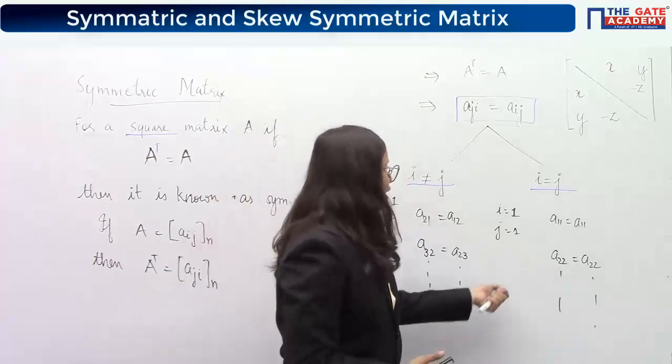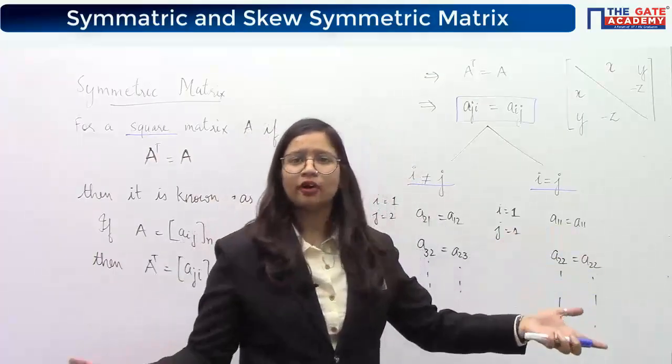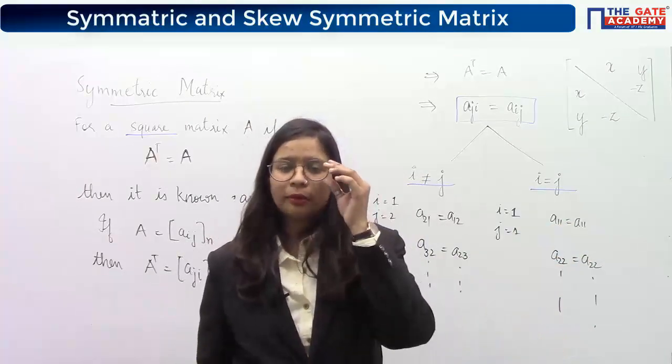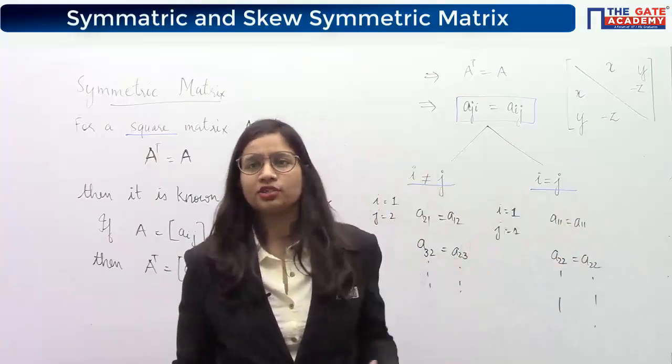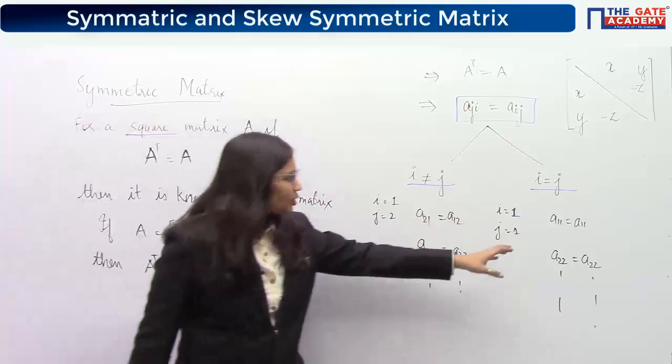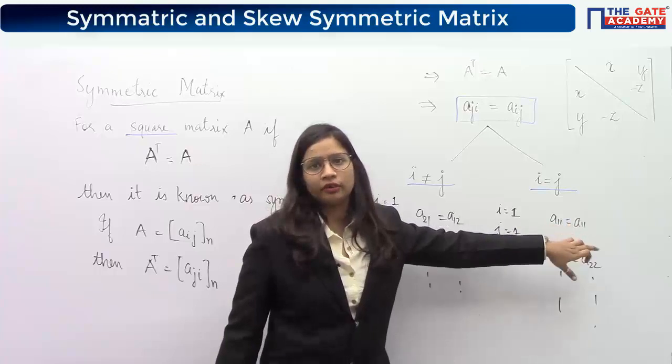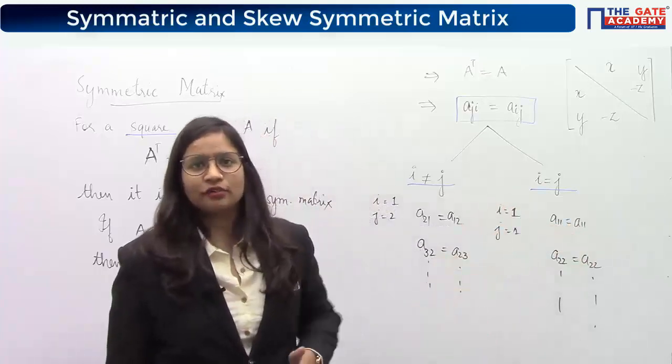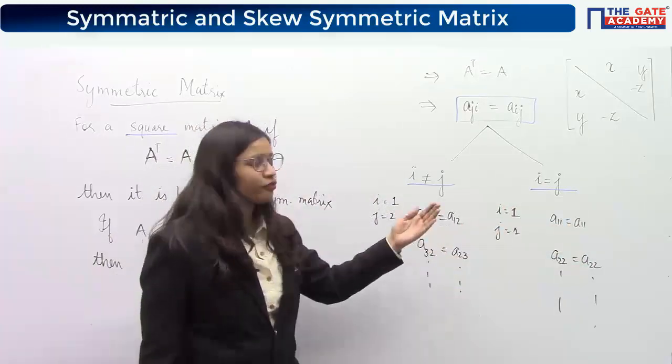Similar thing is here. A11 equal to A11. It is followed for every quantity, every number. A number equal to itself is always true. Active and passive, it is the same thing. So it is also saying the same thing, that A11 equal to A11. We already know this thing, so we are not getting any conclusion from here.